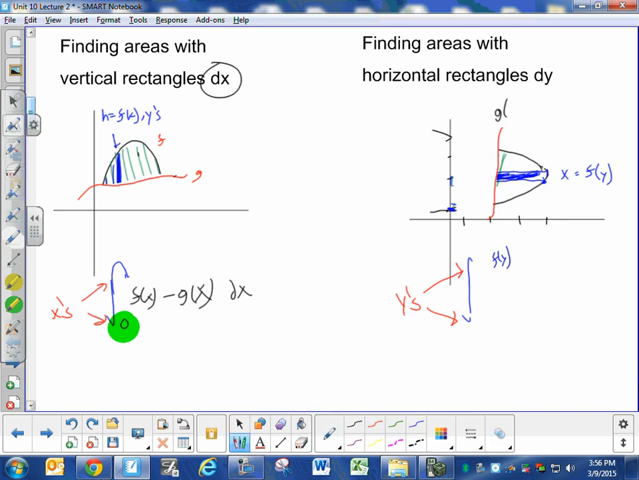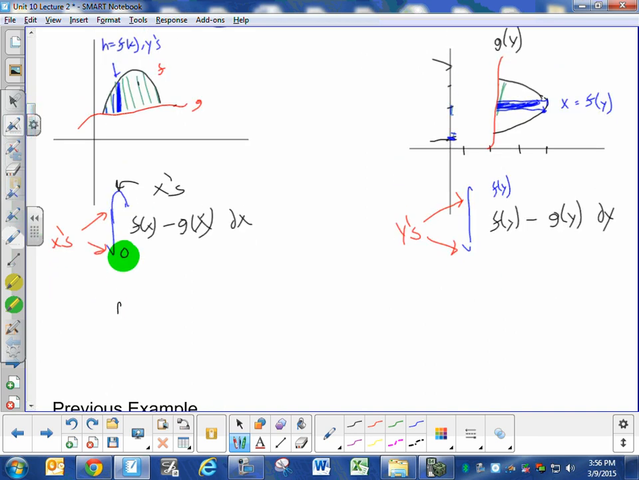So this would be like a g of y, and I'd say this was f of y minus g of y. So it's interesting, if you have dx's, we want functions with x's, and we want x's here as our bounds. If we have dy, we're going to have functions using y's, we'll have y's here. For area between curves using dx's, we have the top minus the bottom.